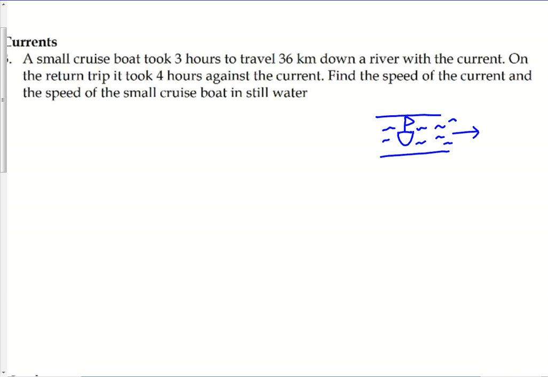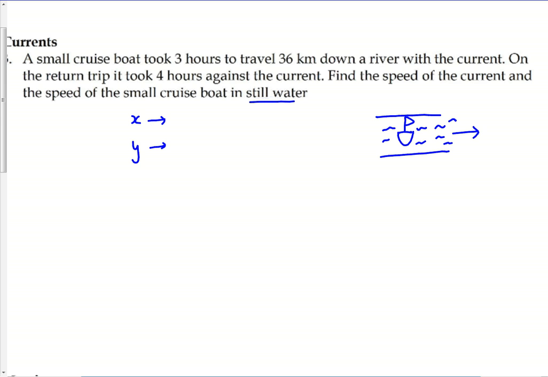So a small cruise boat took 3 hours to travel 36 kilometers down a river with the current. On the return trip, it took 4 hours against the current. Find the speed of the current and the speed of the small cruise boat in still water. Okay, so what are my variables? Sure, x and y. What's x? Okay, now think about the question. Your variables come from the question. So x is going to be the speed of the boat in still water.